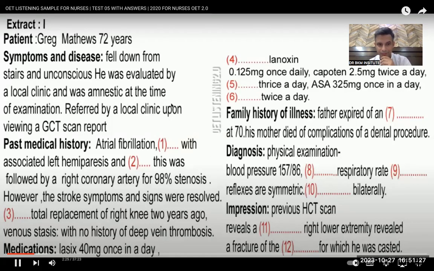Now, his past medical history. Well, he had... So now my focus is double. This is the way to do listening. It's about utilizing your energy in the best of the channels.